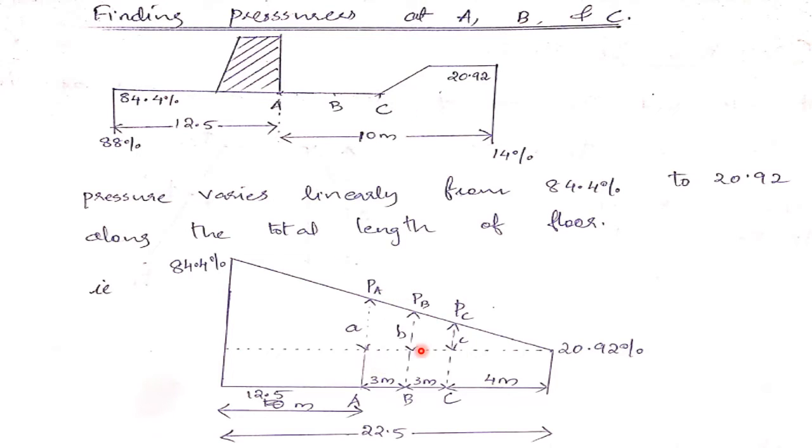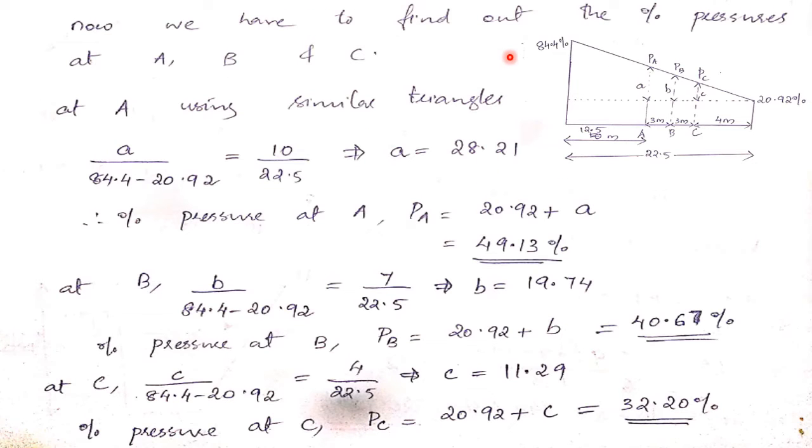Now for that, we are taking this height as small a, this as small b, and this as small c. Length up to A is 12.5, total length is 22.5. Then distance between A and B is 3 meters, B and C is also 3 meters, and C to the end is 4 meters. Now we have to find out the pressures at A, B, and C. At A, using similar triangles, we have this small a. We are considering this triangle with base A, and the larger triangle, this triangle.